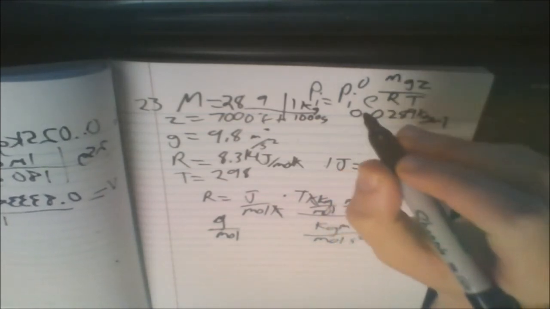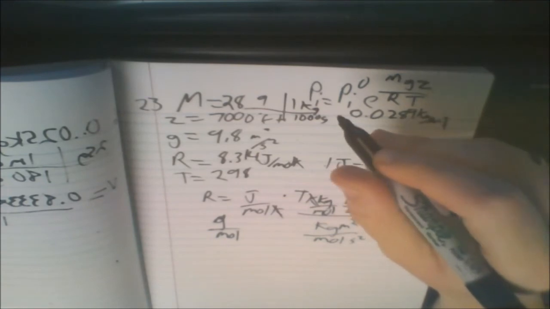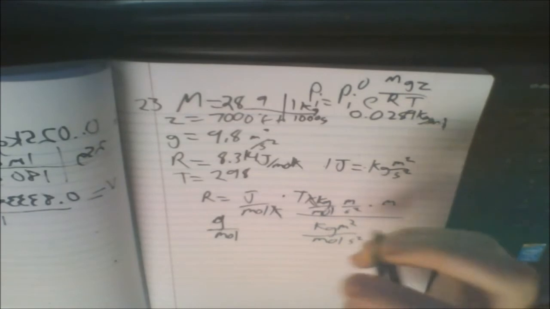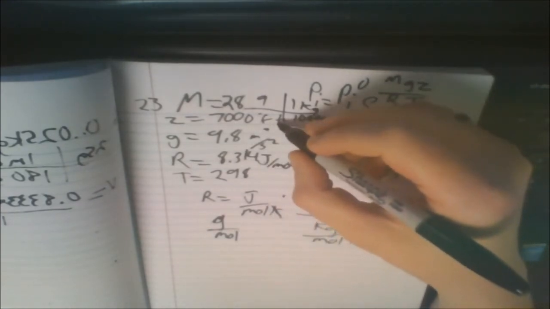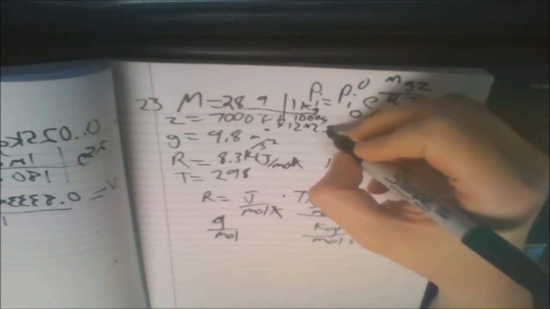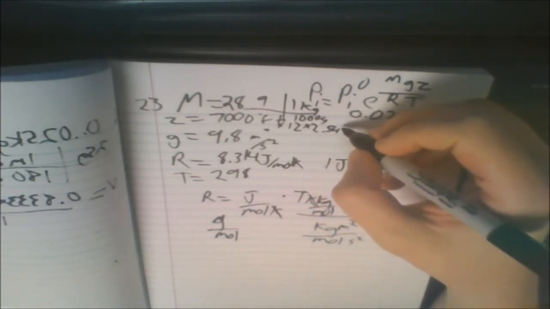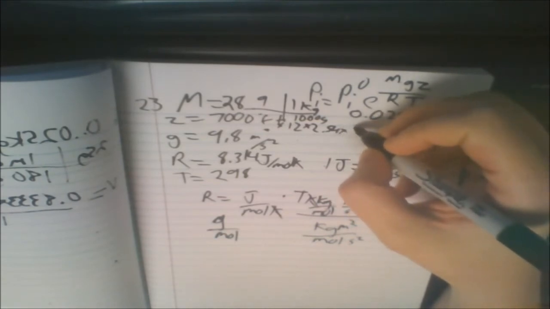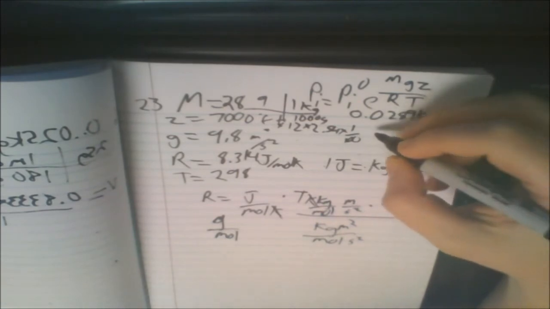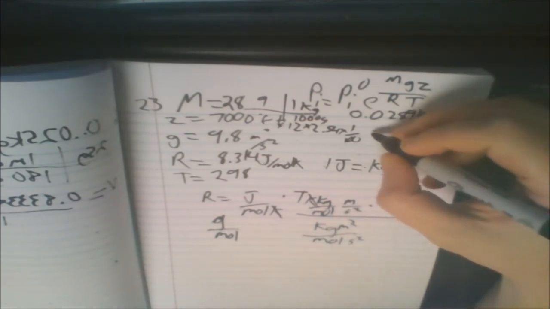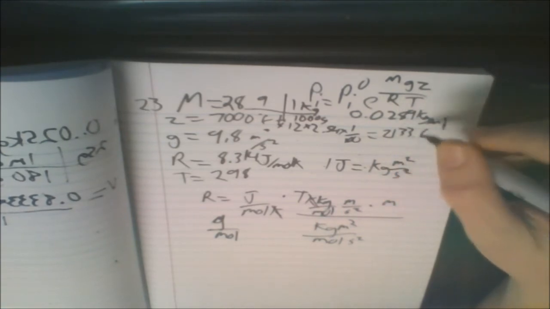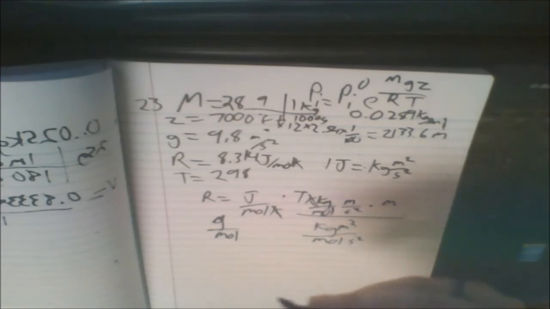Next, we're going to turn feet into meters. You can multiply by 12 inches in a foot, 2.54 centimeters in an inch, and then 1 meter per 100 centimeters to get you 2133.6 meters.